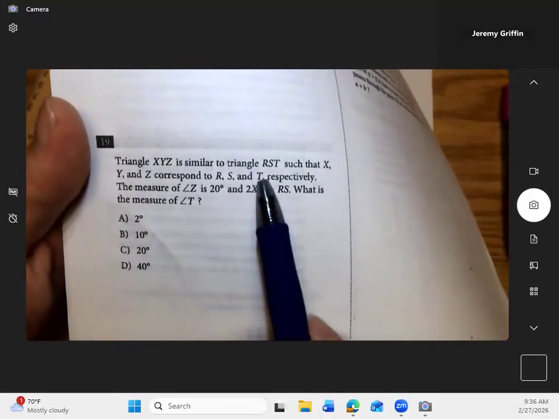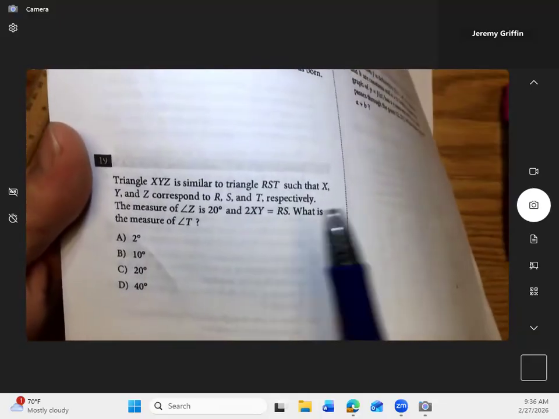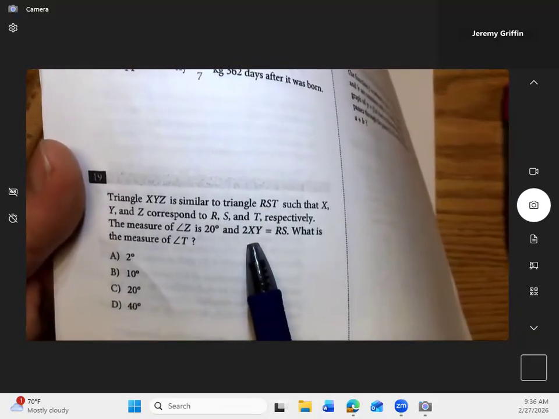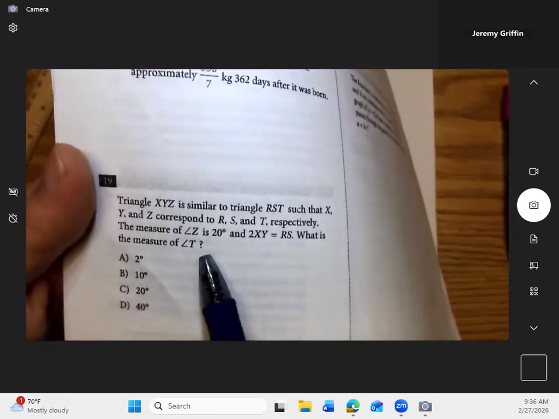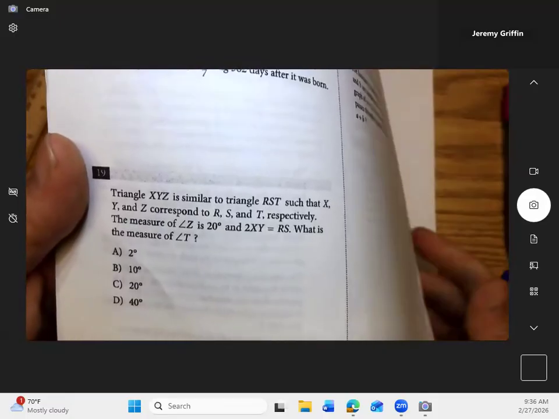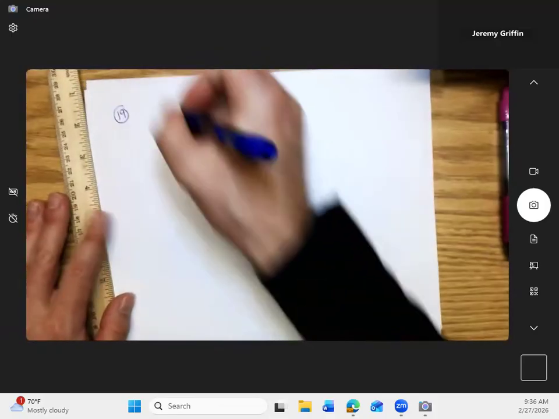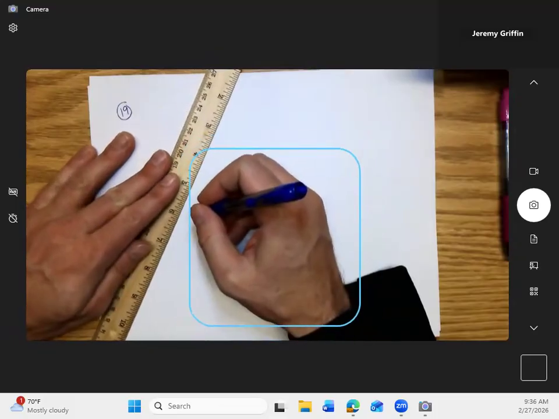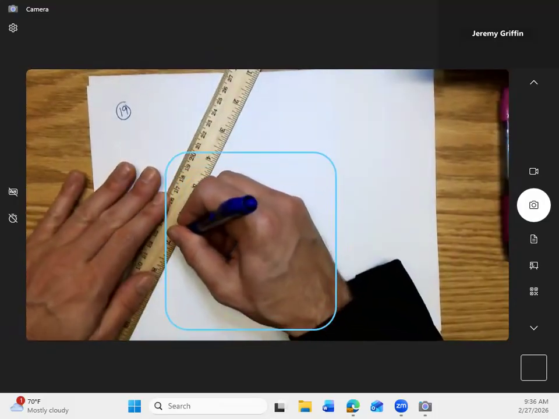Triangle XYZ is similar to RST. So X, Y, and Z correspond to R, S, and T respectively. I've always seen it spelled out that way. Angle Z is 20 degrees. And this side length, XY, is double that of RS. What's the measure of angle T? Now you might be able to get this just imagining in your mind, but I'm going to go ahead and draw this out anyway. So we got XY. XYZ.